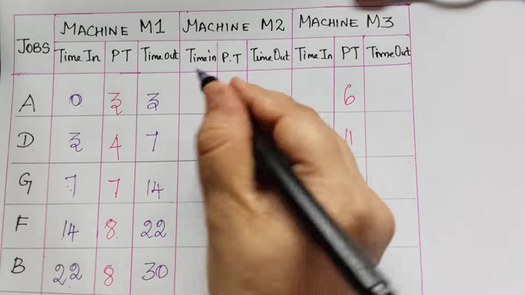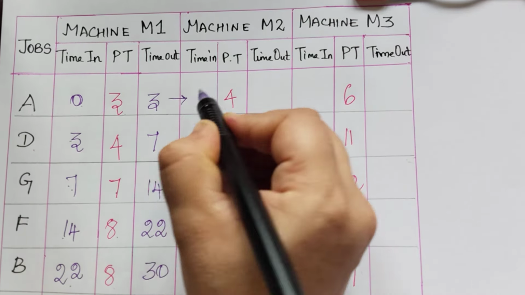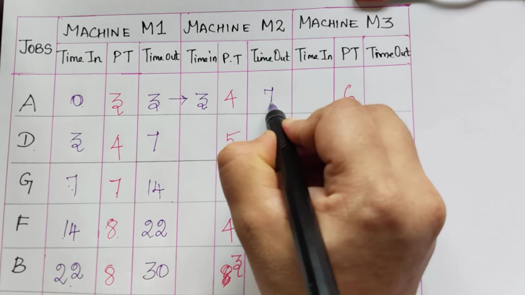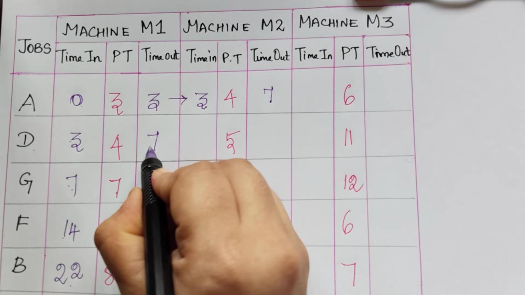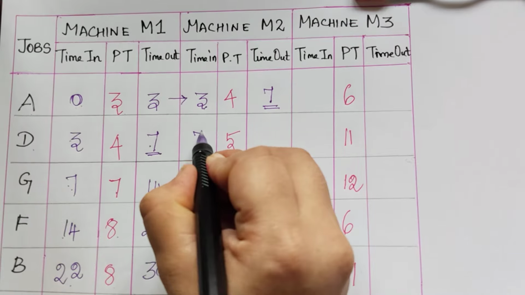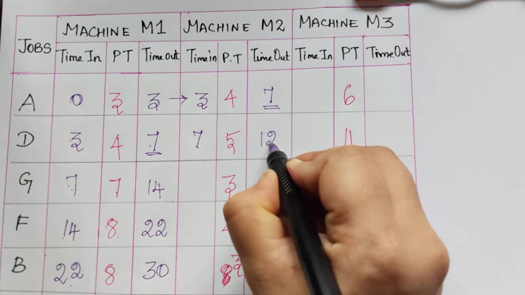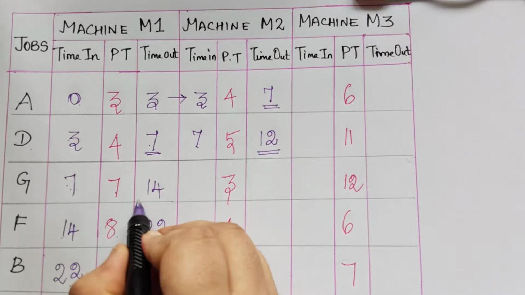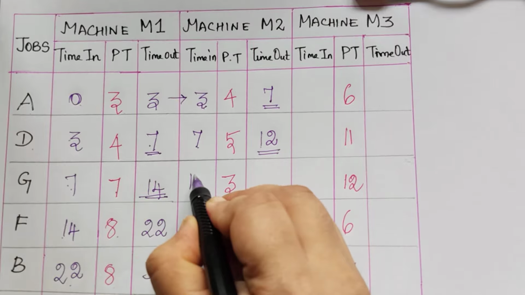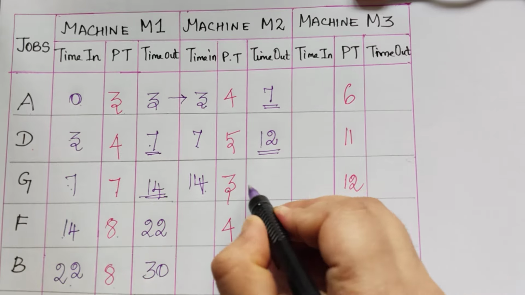Now for machine 2, what is the time out for job A on machine 1? 3. So that should come as usual. So 3 should be written here. So 3 plus 4 is 7. Now we have to check this timeout and this timeout, whether 7 is greater or this value. Both are the same, so we write 7 here. So 7 plus 5 will be 12. Now we have to check whether 12 is greater or 14 is greater. Which is greater out of these two? 14 is the highest. So that we have to write. So 14 plus 3 will be 17.